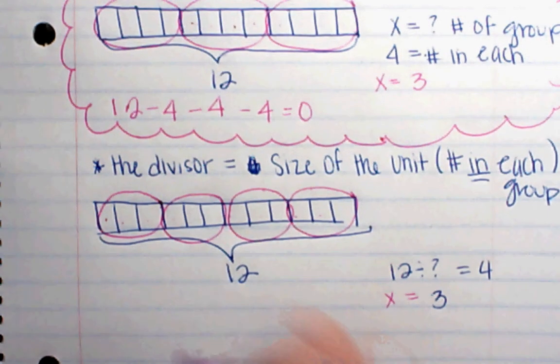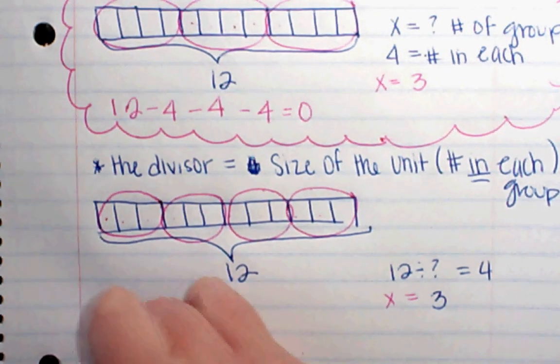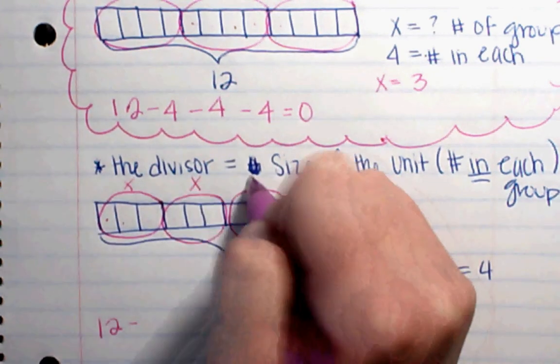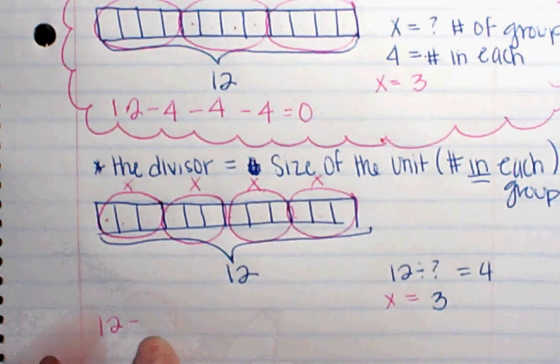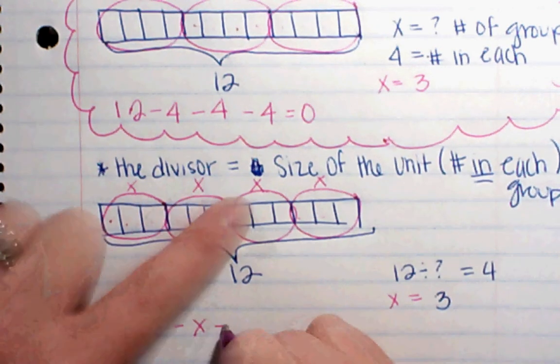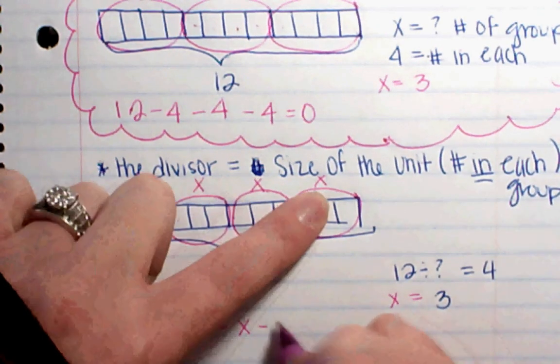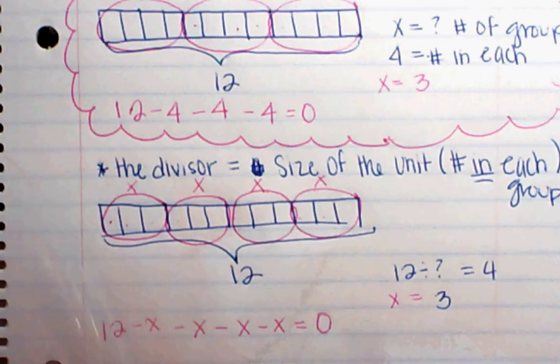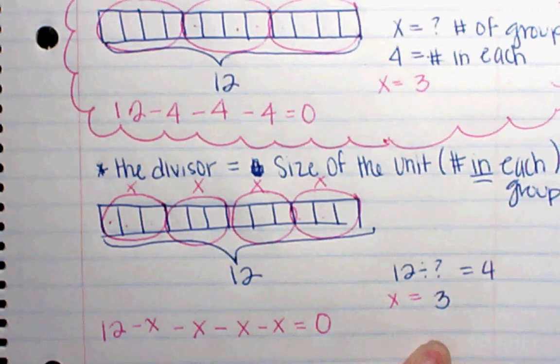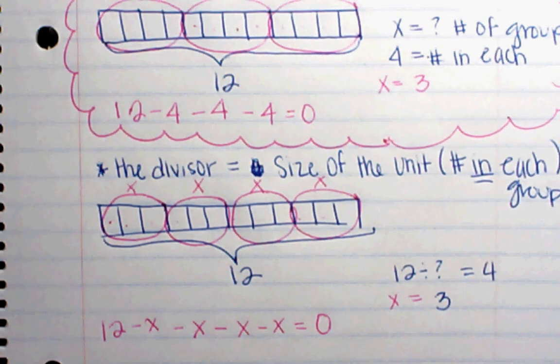To show this in a math problem or a subtraction problem, it would be 12 minus, and then you would do x, x, x, x. So 12 minus x, minus x, minus x, minus x equals 0. Okay, this one's a little bit more difficult. It's kind of backwards, but I think you guys will have it.